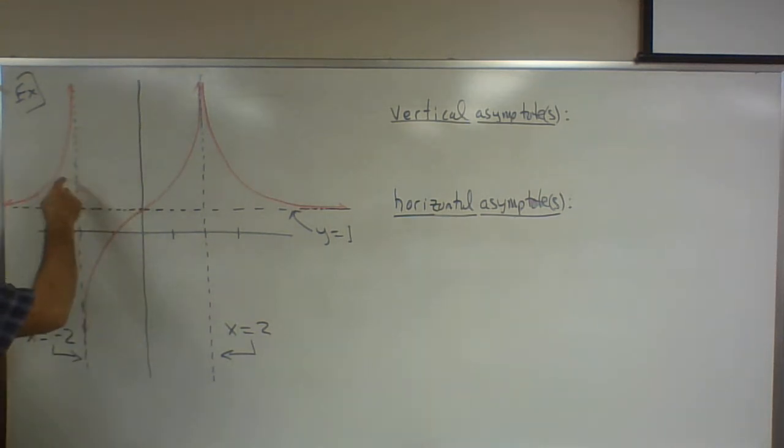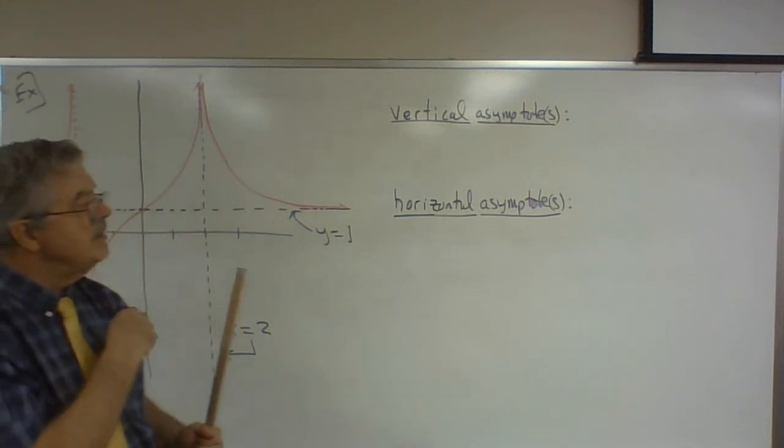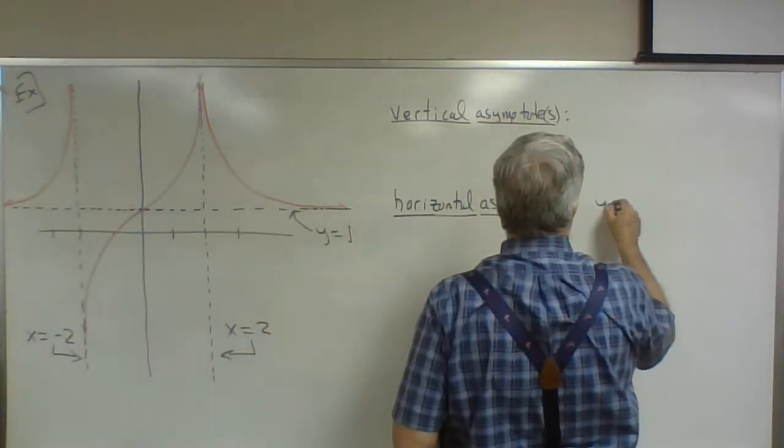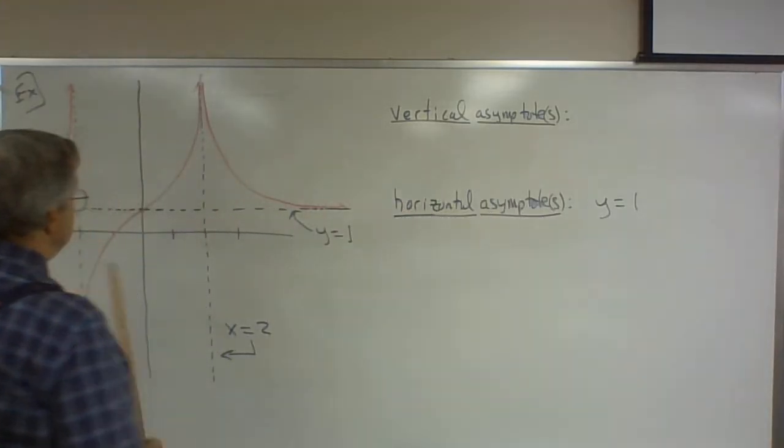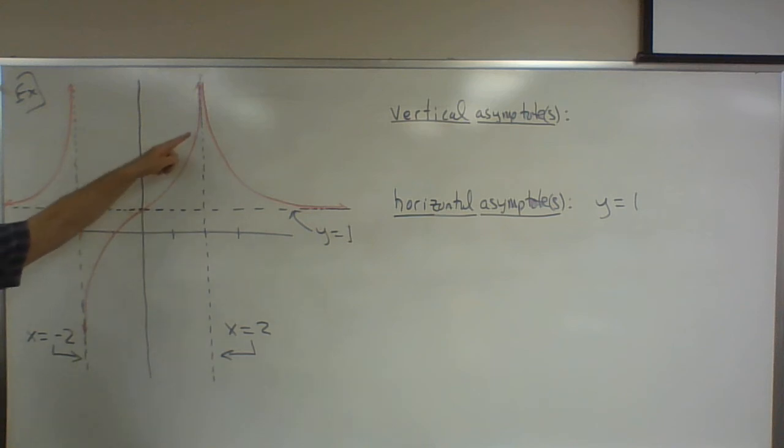Over here, the same thing happens. If I start at a point on this portion of the graph, and I move along the graph in this direction, the graph gets closer and closer and closer to the line y equal 1. So the line y equal 1 is a horizontal asymptote.